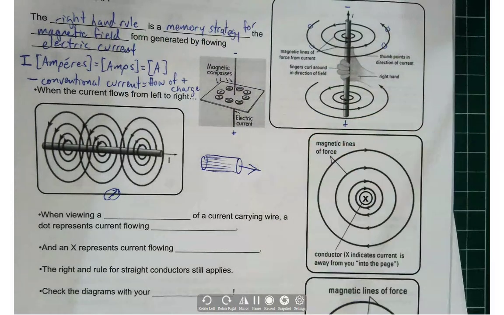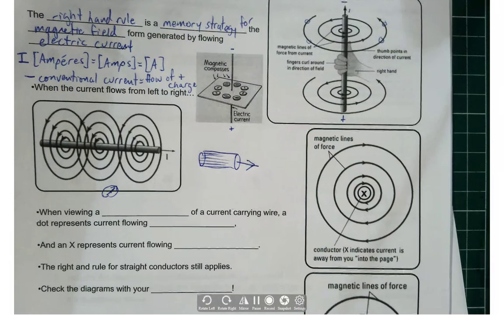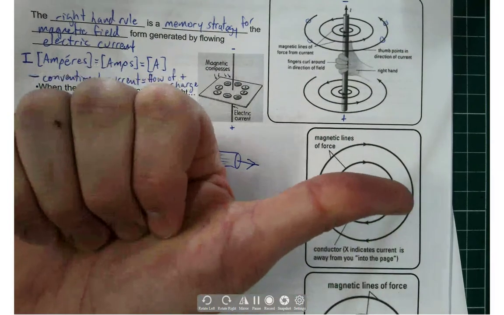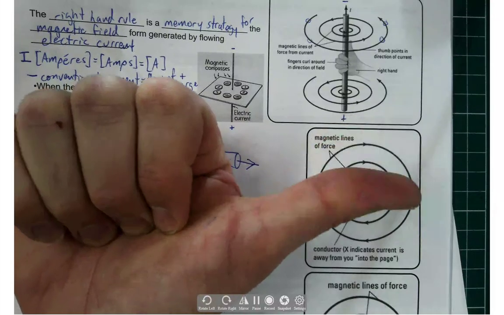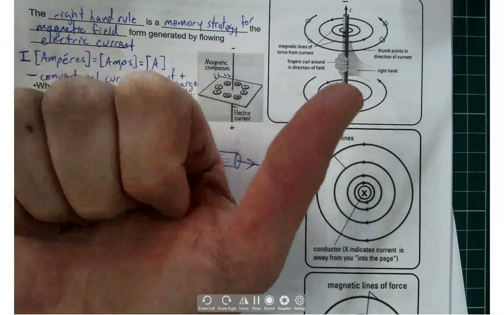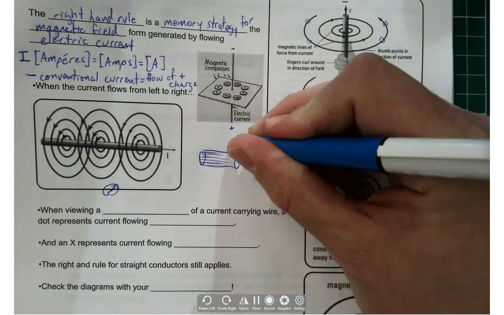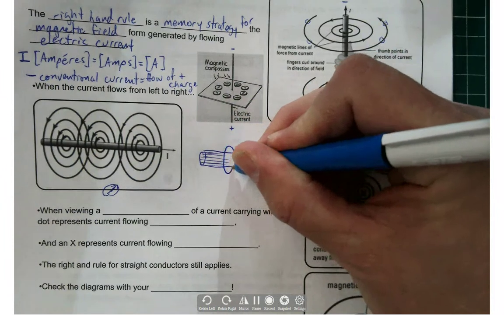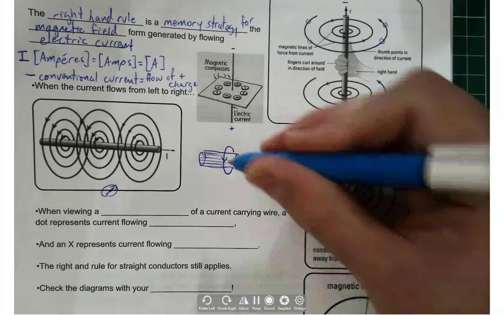If the current flows out of the toilet paper roll, I should be able to talk about what's happening with my right hand. Here, look, my hand is pointing to the right. My thumb is oriented in the same direction as the current. Notice that my fingers are wrapping down in the foreground.